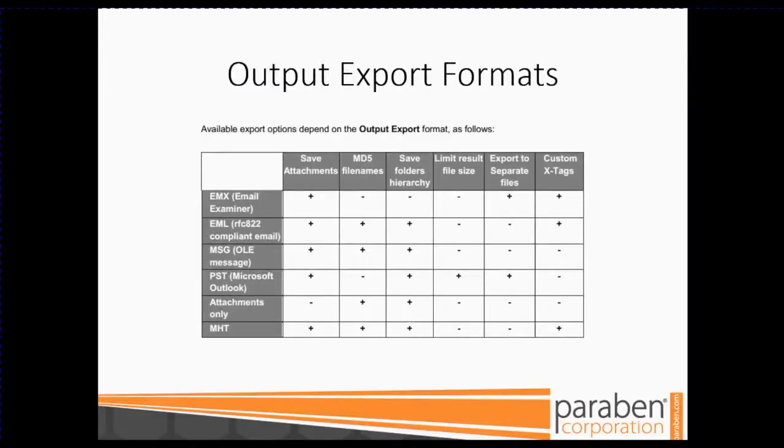Platform email deduplication. In this portion, we'll showcase how you can use E3's export functions to deduplicate email archives. We'll discuss what data is removed and how to import the exported data back into your case. There are 6 formats with which the email data processed by E3 can be exported: EMX, EML, MSG, PST, attachments only, and MHT. This chart shows all the data that is associated with each type of export.